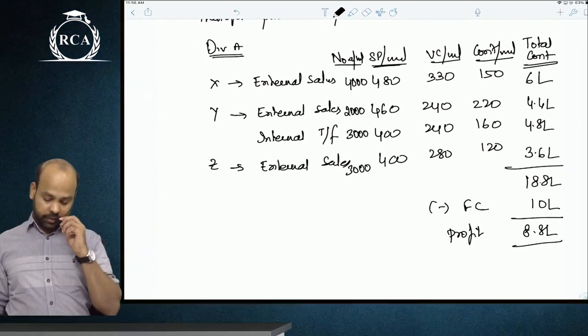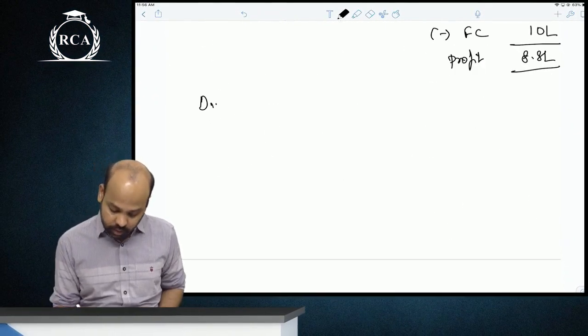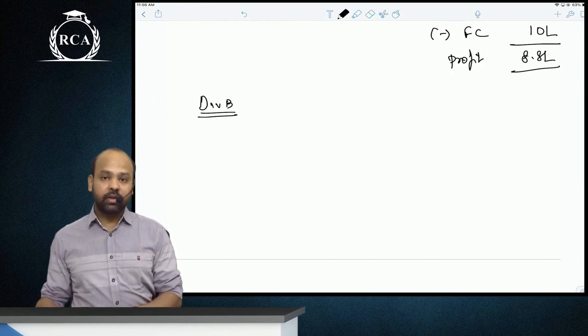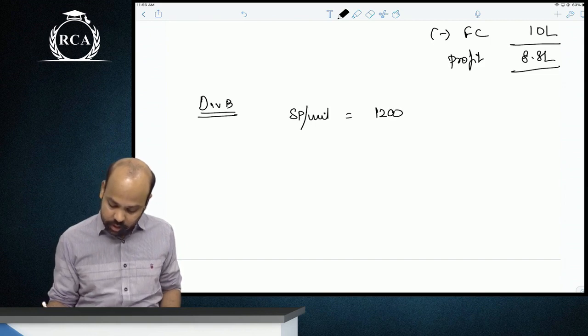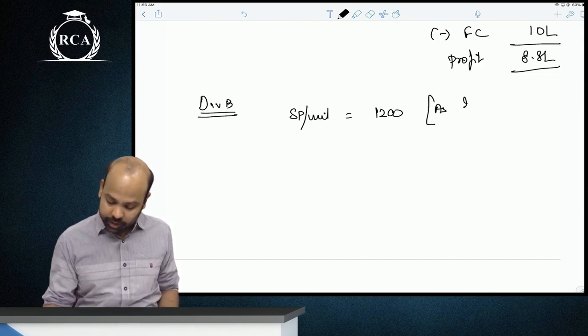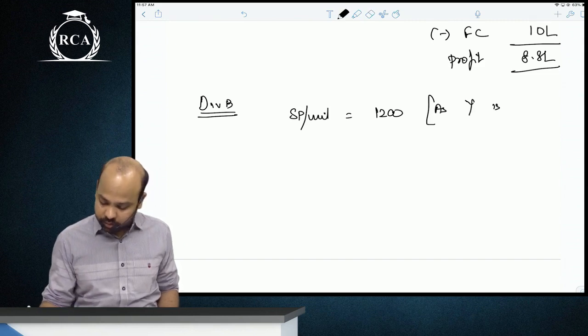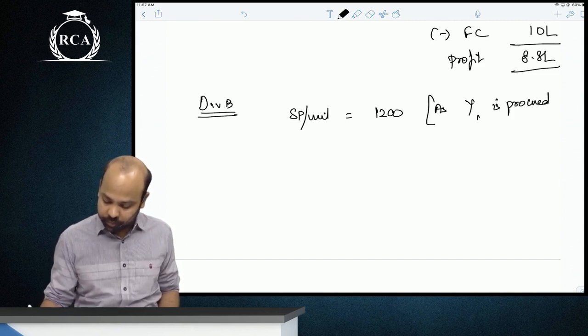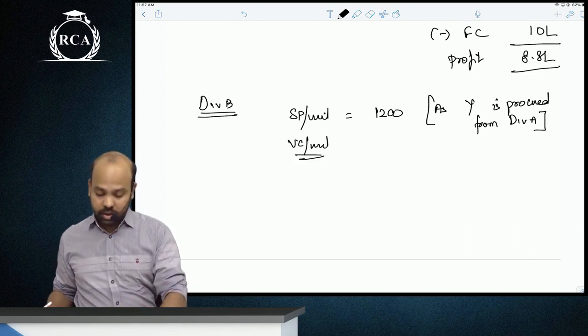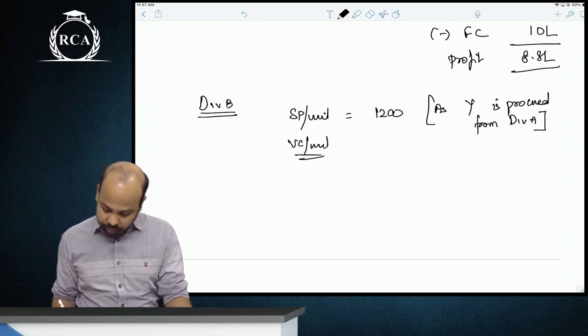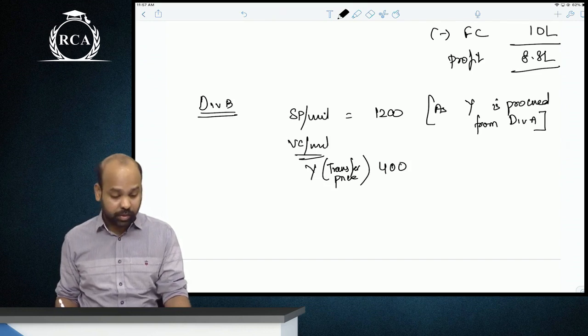Okay. Now, Division B profitability, guys. Remember, the sales are only 3,000 units, beta. The selling price per unit, beta, will be 1,200, as input Y beta is procured from Division A. The variable cost per unit, guys. The question is actually very good, beta, but then they've restricted it a lot. Your product Y beta transfer price is only 400, whereas the bare minimum transfer price should have been 460 rupees.